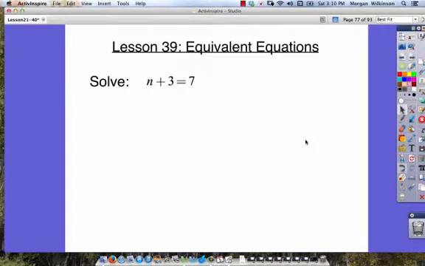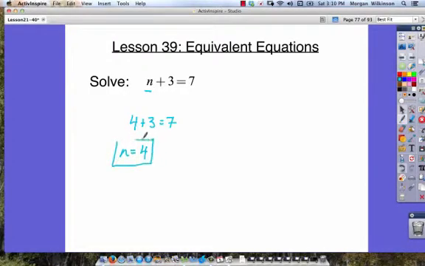Lesson number 39 is all about equivalent equations. And we've seen a problem like we have here before, where we need to solve n plus 3 equals 7. This problem means solve for the value of n that makes it true. Now we know that 4 plus 3 is equal to 7, so n must be equal to 4 as our final answer.